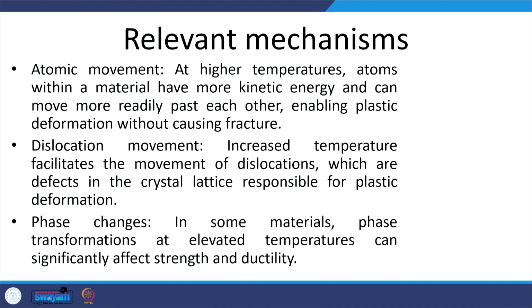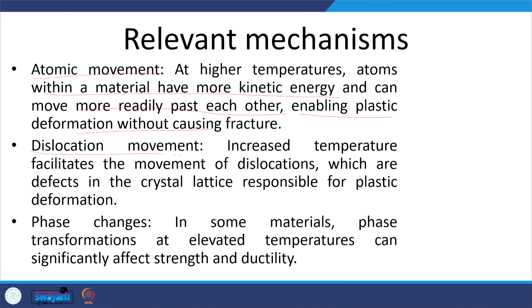So, these are the mechanisms as I have said in summary in the previous slides. The atomic movement is one which contributes towards the drop in yield strength and increase in ductility. At a higher temperature, atoms within the material have more kinetic energy and can move rapidly past each other, enabling plastic deformation without causing fracture.